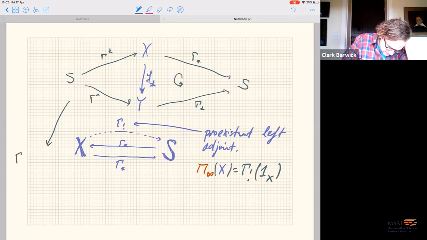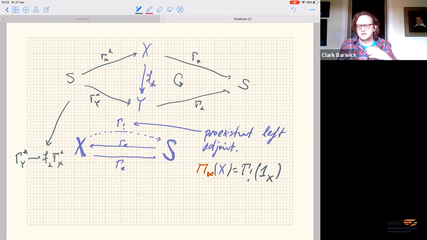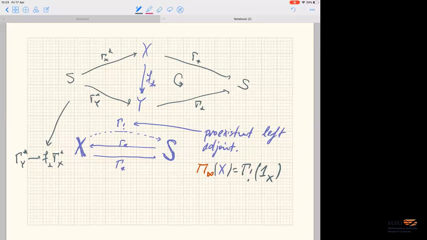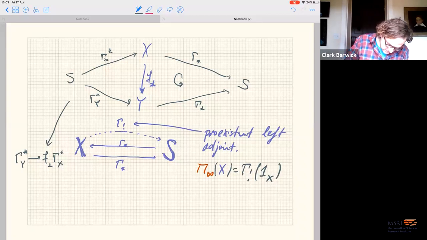If I take the constant sheaf, let me say this correctly here. The constant sheaf down to Y, maybe I should emphasize which direction I'm going, the constant sheaf down to Y admits a map to f lower star of the constant sheaf down to X. Everybody happy with that? Adjoint to the identity, right? Adjoint to the identity. Everybody see that? So that map exists.